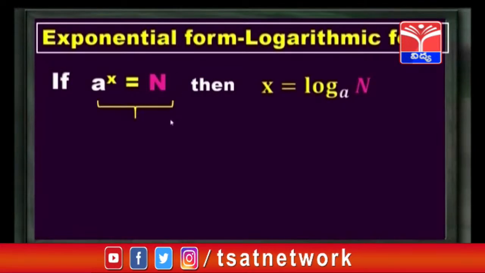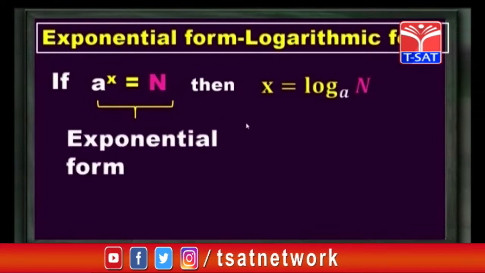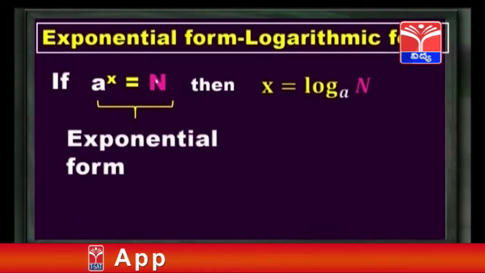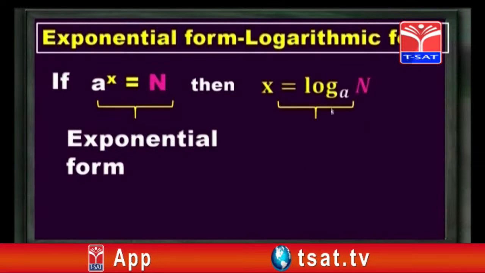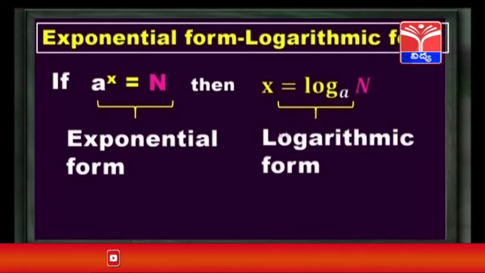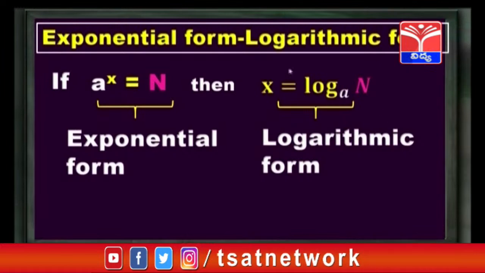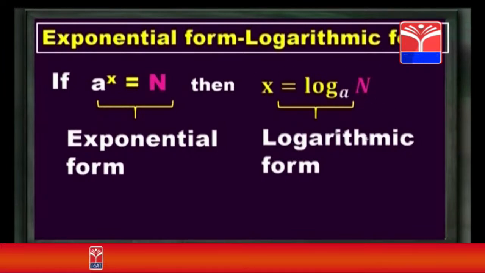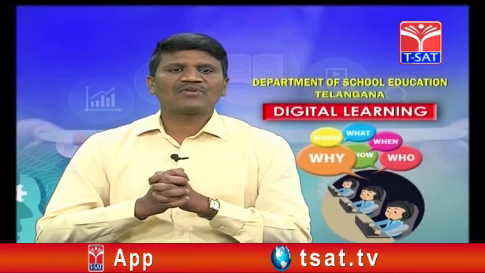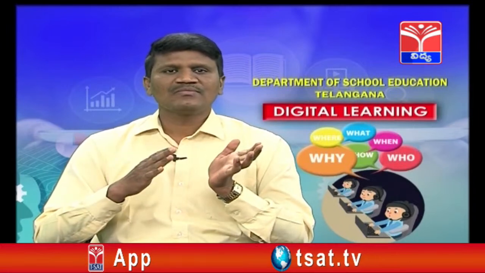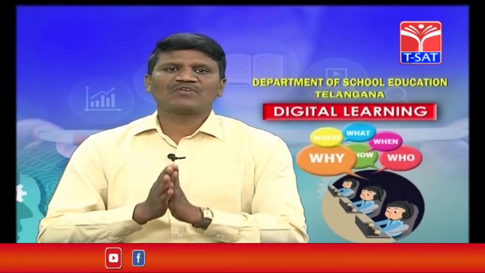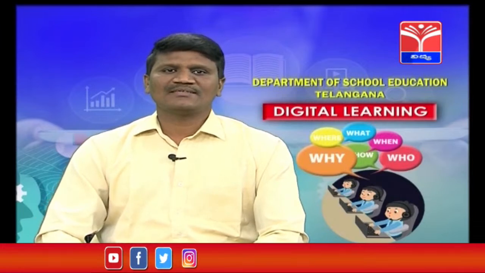Now let us see what is exponential form and what is logarithm form. a power x is equal to n is called exponential form, and x is equal to log n to the base a is called logarithmic form. Now let us see the conversion from exponential form to logarithm form and logarithm form to exponential form. Let us see some examples based on this.